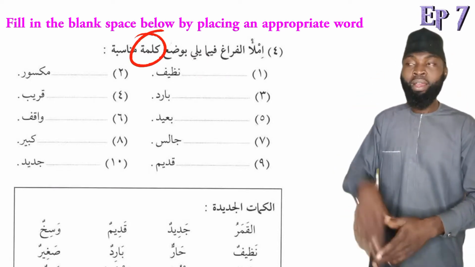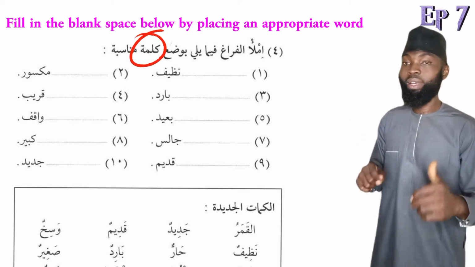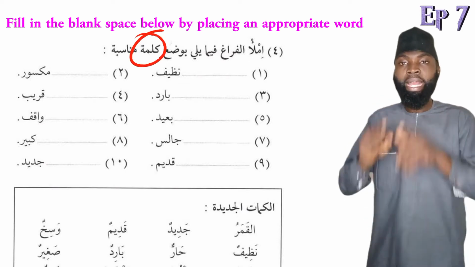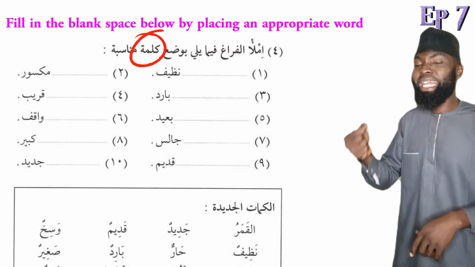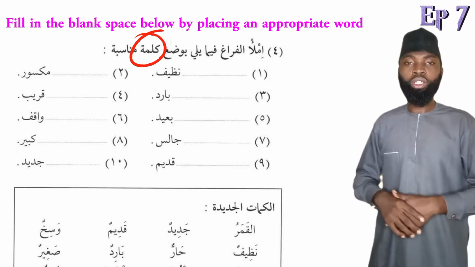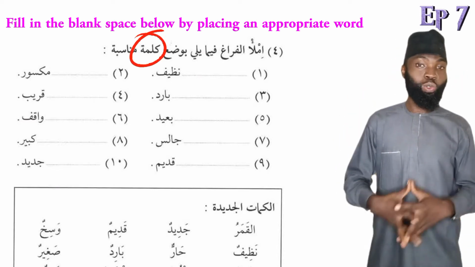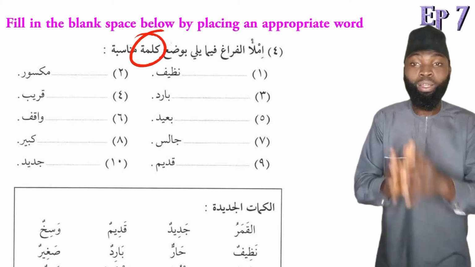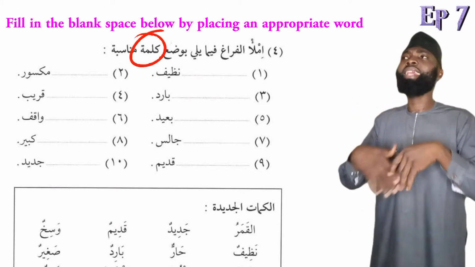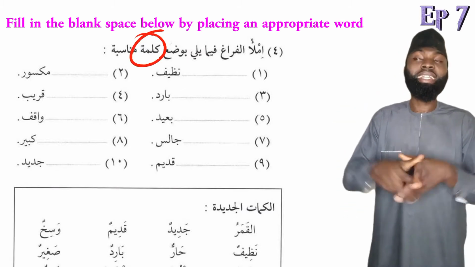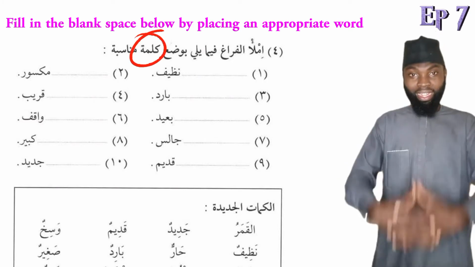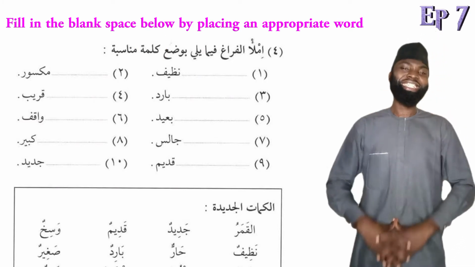So here we have the previous exercise. It said we should place the appropriate word, al-kalimatul munasiba. Here it says kalimatin munasiba, an appropriate word. Why was the definite word used in the previous one? Because the words were provided. But here the words are not there, so it says an appropriate word. This word is not known to the writer, so you should provide it. Let's learn this exercise.